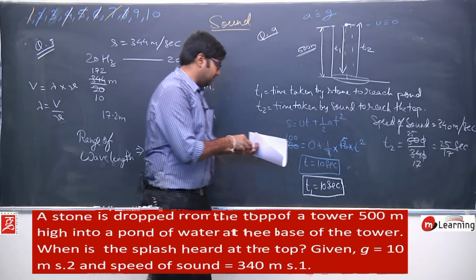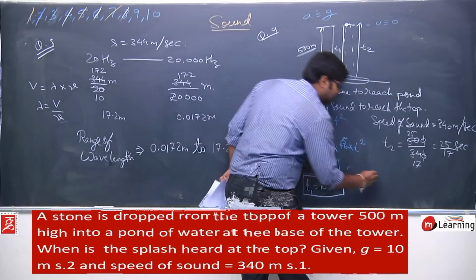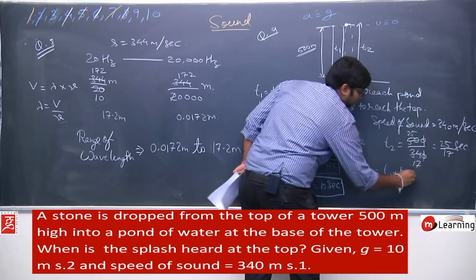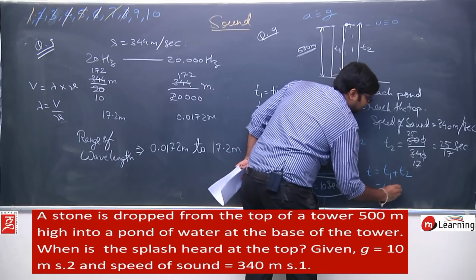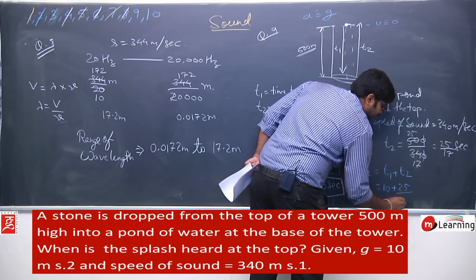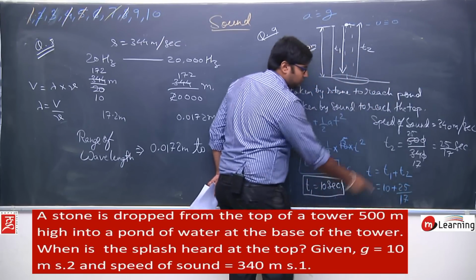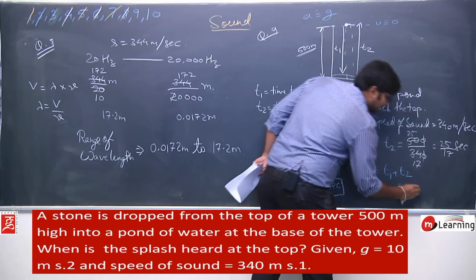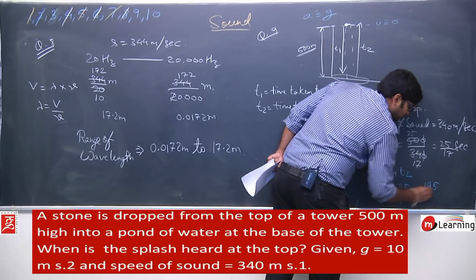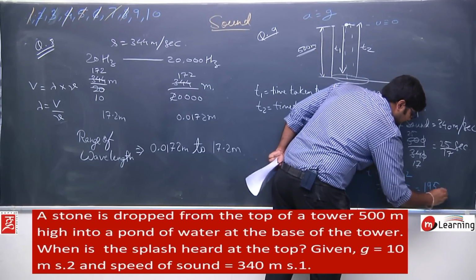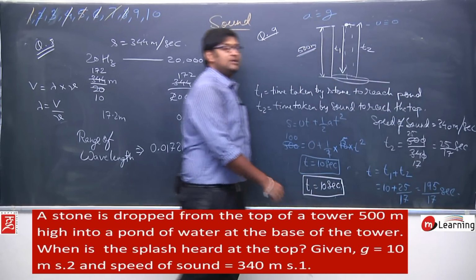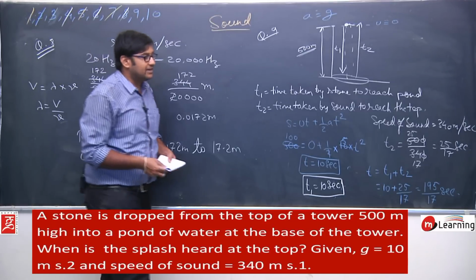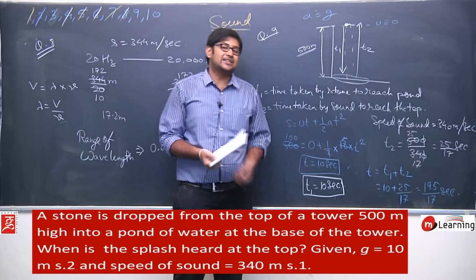So the total time after which the splash can be heard will be T = T1 + T2. T1 is 10 plus T2 is 25 by 17. So when you add, this is 170 and this is 195 by 17 seconds. Okay. So the total time comes out to be 195 upon 17 seconds, after which the splash can be heard.